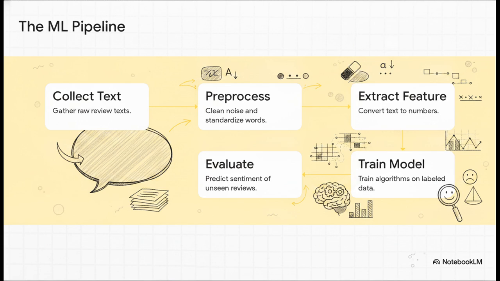Step 3 is extracting features. Basically, this means turning those cleaned up words into numbers, translating human language into a format that computers' math can actually digest. Then step 4 is training our model on those numbers. And finally, step 5 is making predictions and evaluating how well we did.